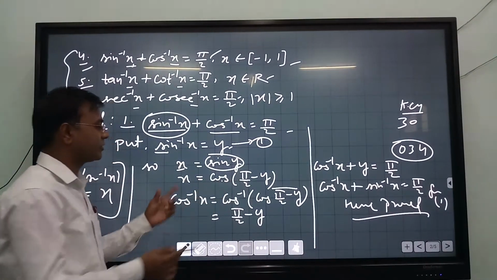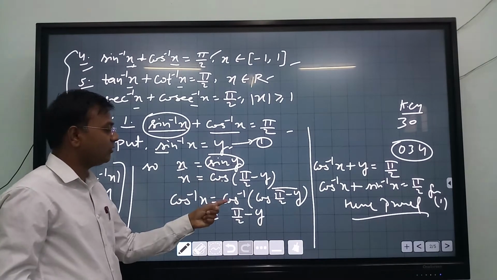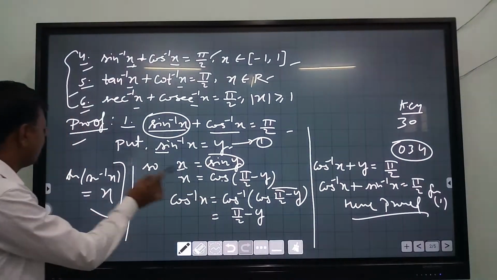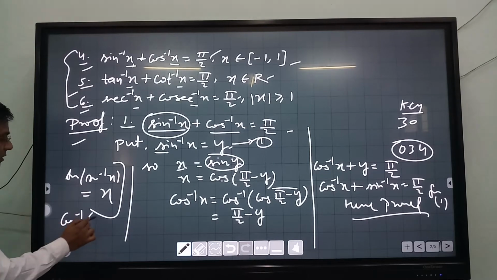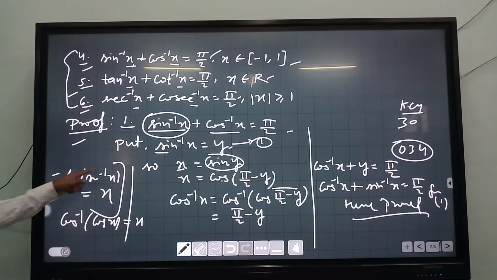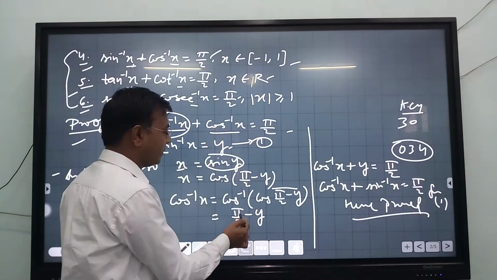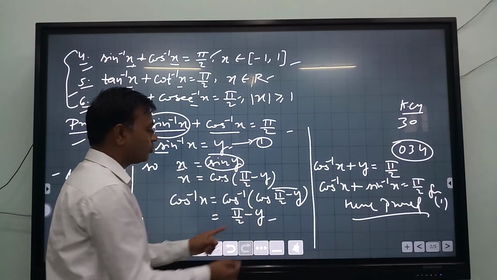Now operating cos inverse on both sides. So cos inverse x equals cos inverse of the whole function cos pi by 2 minus y, and we know, using this property, that cos inverse cos x equals x. See, sin inverse sin x equals x only, and cos inverse cos x equals x only, with their respective domains. So for this pi by 2 minus y, cos inverse cos is pi by 2 minus y.